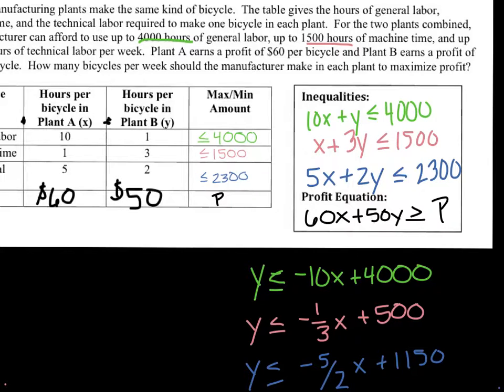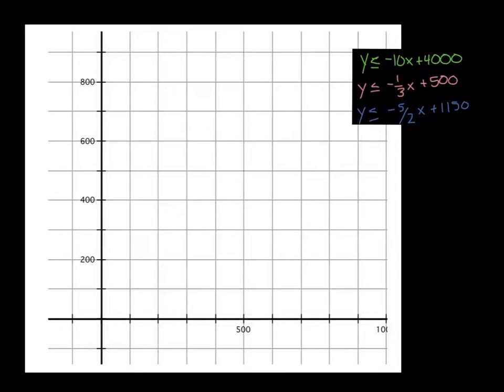And I'm going to just flip to a new slide in order to graph those. So now that we have our graph here, and you should have it on your notes, I'm going to graph each one of these. So y is less than or equal to negative 10x plus 4,000 is tricky because we don't have 4,000 on our y-axis.